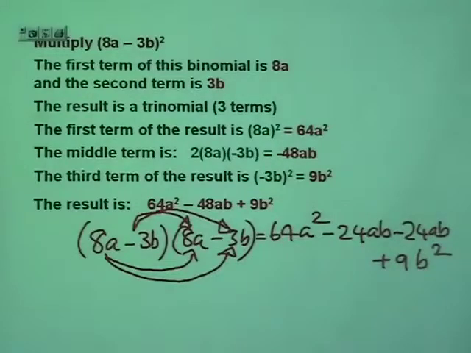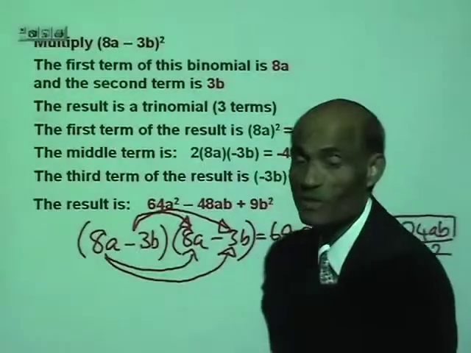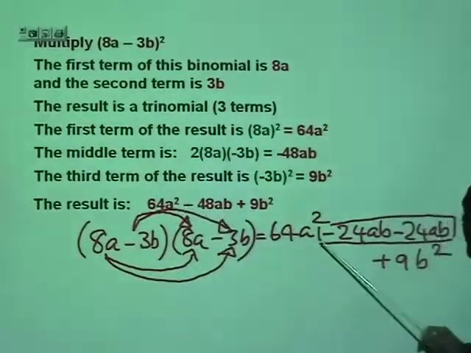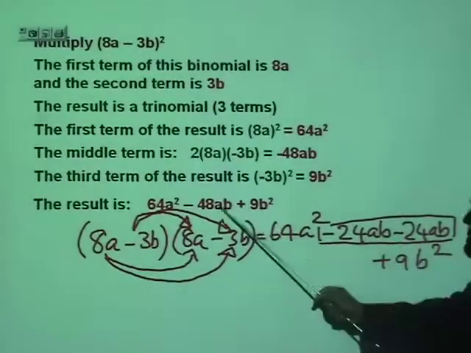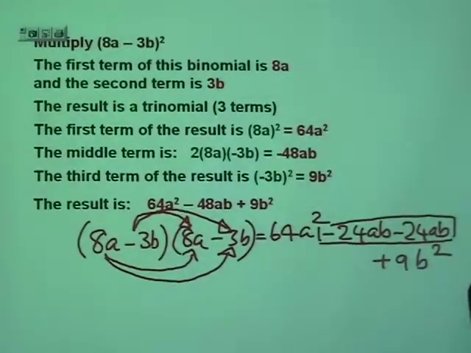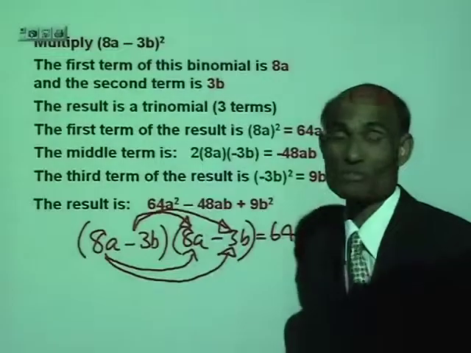And to simplify, the middle terms can be added. Negative 24ab added to negative 24ab gives you negative 48ab, and that gives you the same result as 64a squared minus 48ab plus 9b squared is the result.